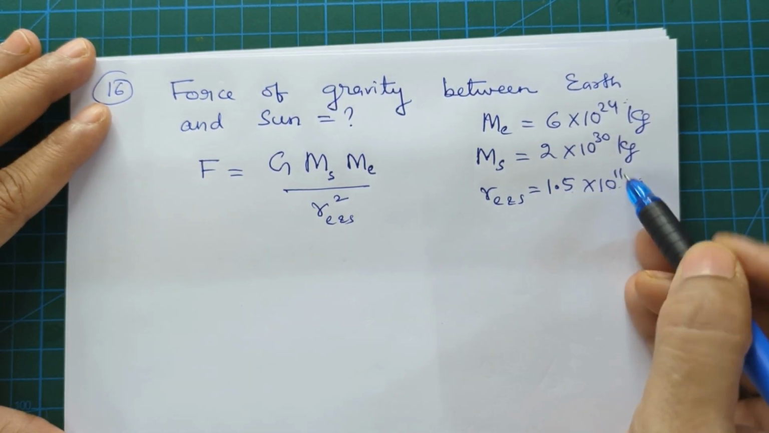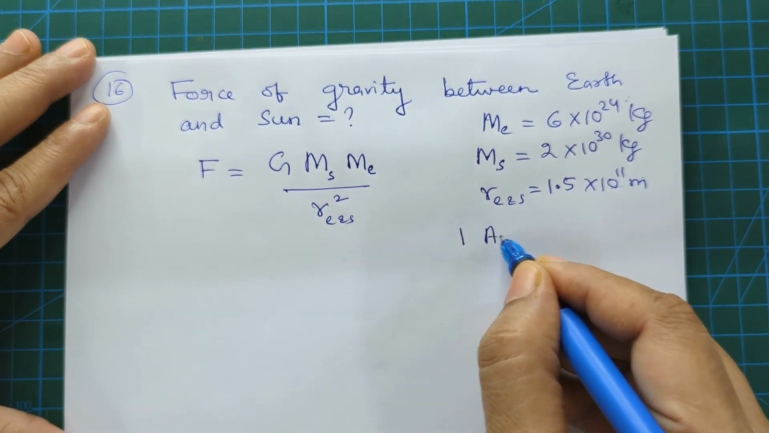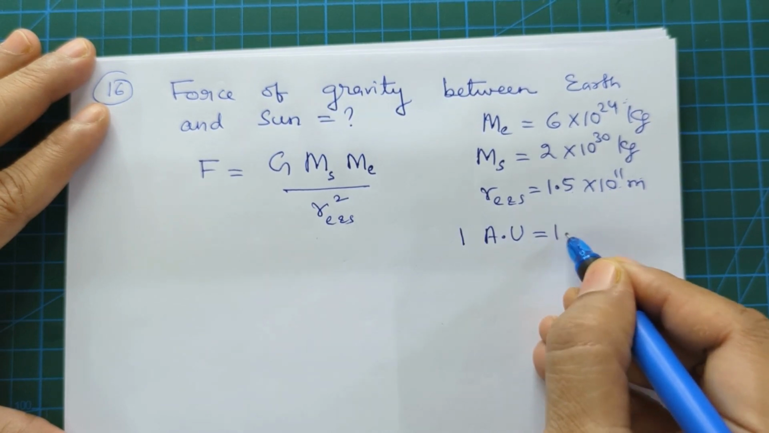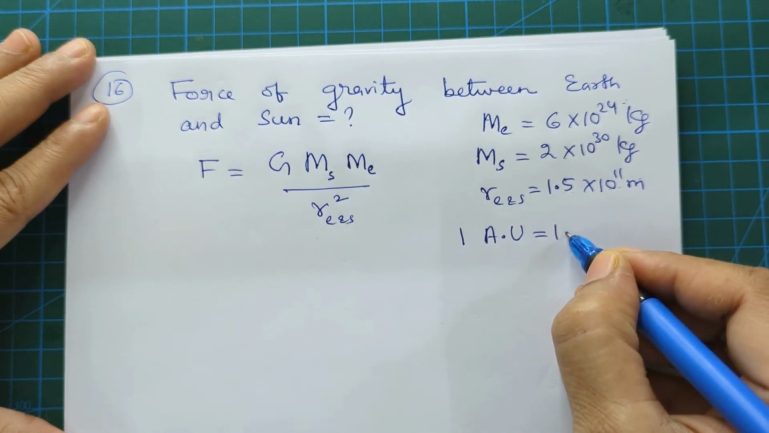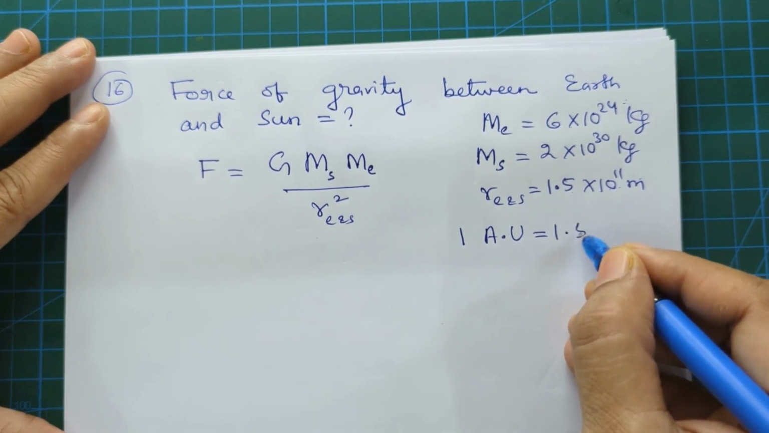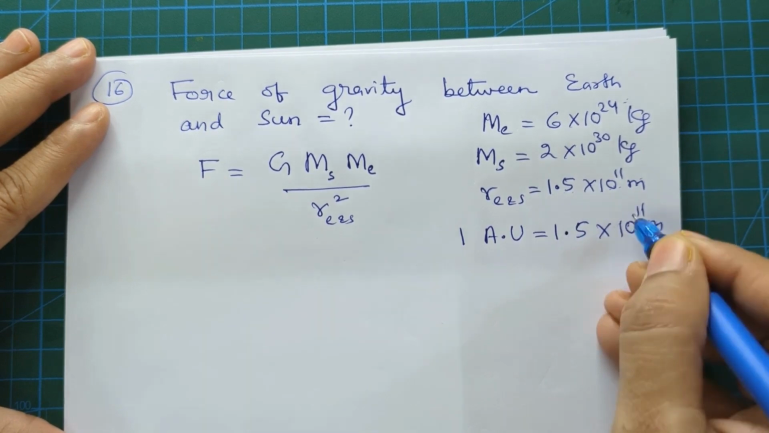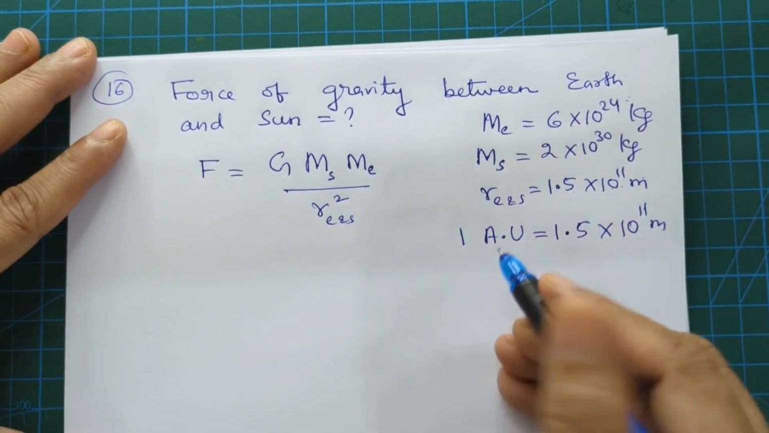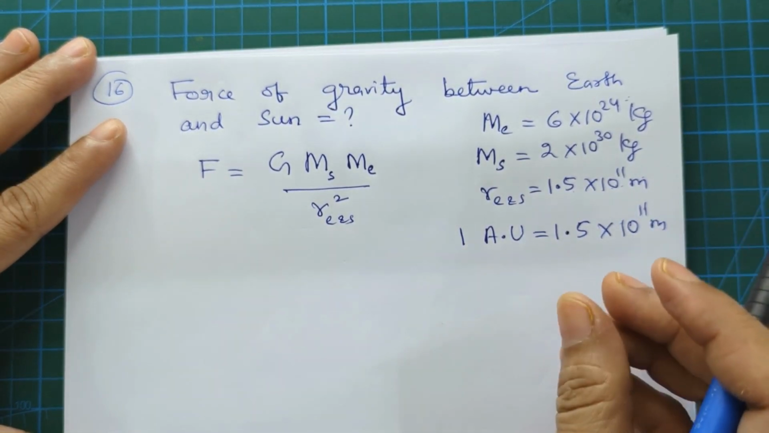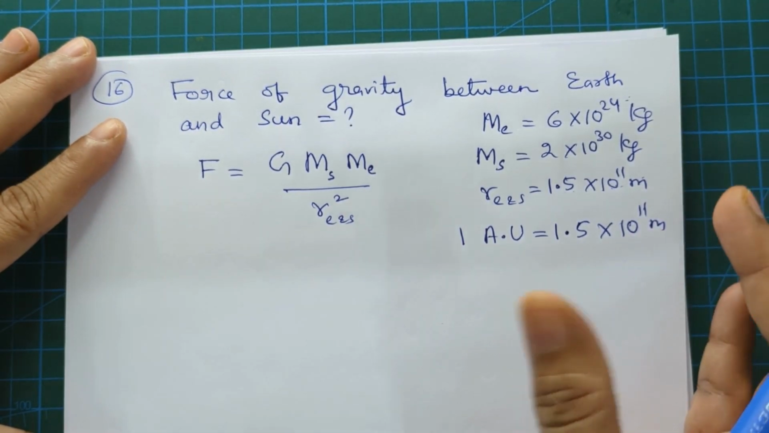This is a very valuable number. This is called 1 astronomical unit. 1 astronomical unit is the average distance between the center of Sun to center of Earth, which is 1.5 into 10 to the power 11 meters. It's not 10 to the power minus 11. It's huge. 1 astronomical unit is the shortest distance for measuring stellar distances.